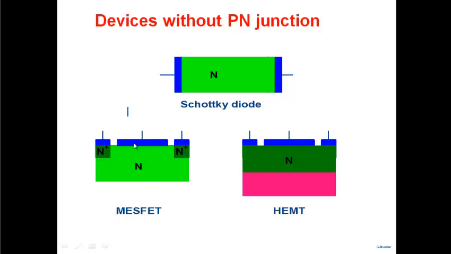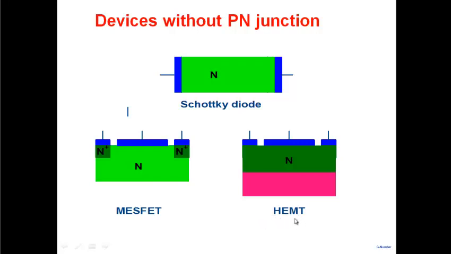This is a metal semiconductor junction. It is based on the modulation of the channel using the gate voltage here. Again, we make the depletion approximation to determine the current flowing here. Something similar, this is called a high electron mobility transistor, which also has a metal semiconductor junction.